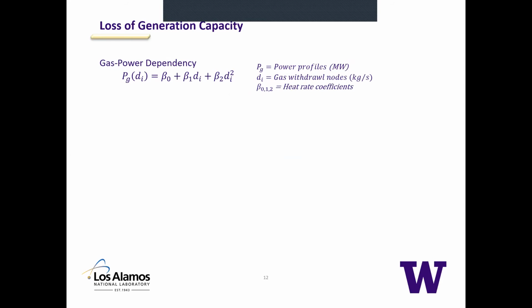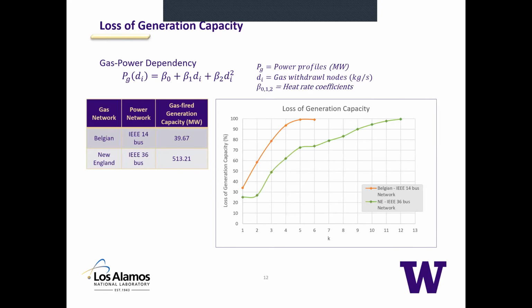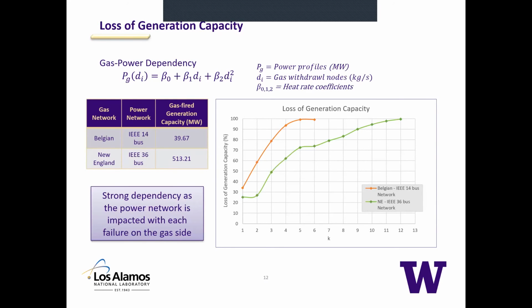As for the loss of generation capacity, it's modeled by a quadratic equation where we have the power profiles in megawatts as a function of the gas withdrawal nodes, or the consumer nodes on the gas side. And similarly to the results on the gas side, we have a strong dependency where even with few components in the gas network being interdicted, you have a considerable loss of generation capacity.